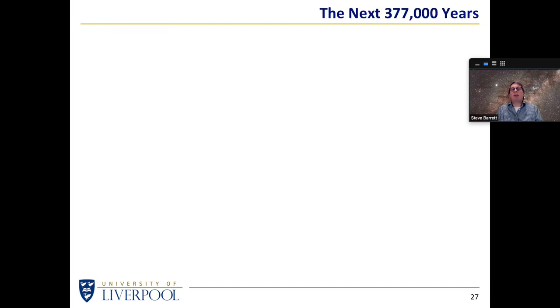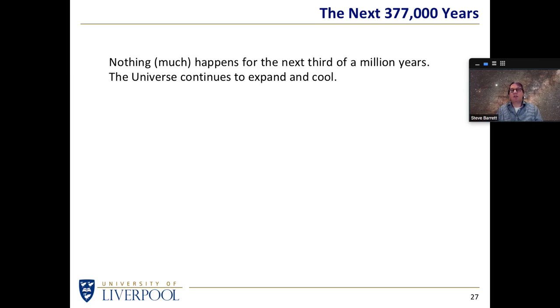We now jump ahead 377,000 years, simply because nothing much interesting happens after those 3 minutes. It takes 3 minutes to make all the hydrogen and all the helium, and after that nothing much happens. The universe, of course, continues to expand and it continues to cool. And 377,000 years is a particular point because that is the point at which the universe is thought to have cooled to about 3,000 Kelvin.